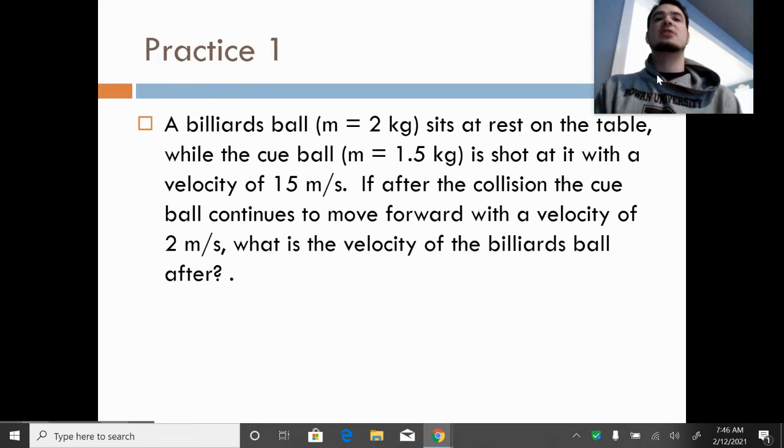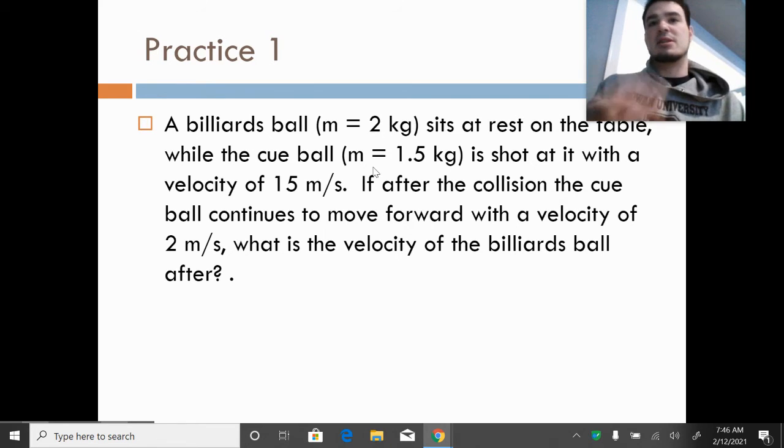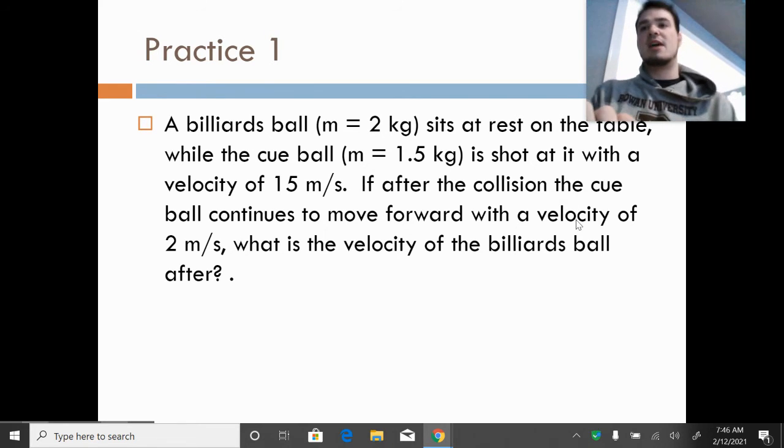All right. So here's our first practice problem. A billiard ball sits at rest on the table while the cue ball, which has a mass of 1.5, is shot at it with a velocity of 15 meters per second. After the collision, the cue ball continues to move forward with a velocity of 2 meters per second. What is the velocity of the billiard ball after?